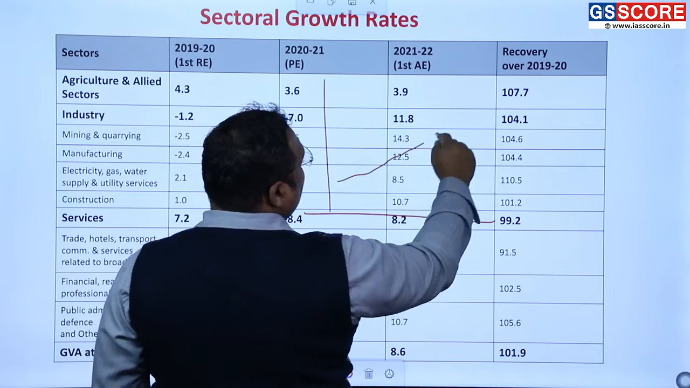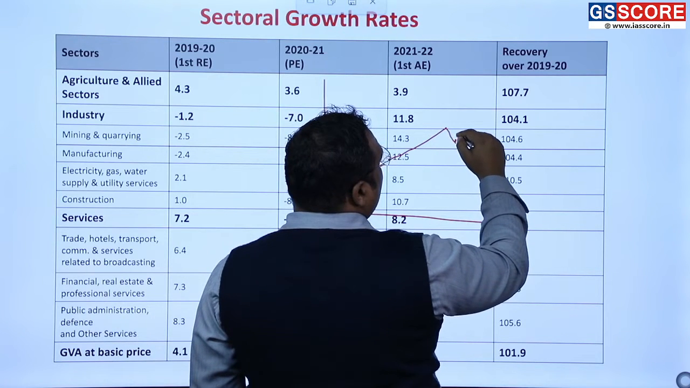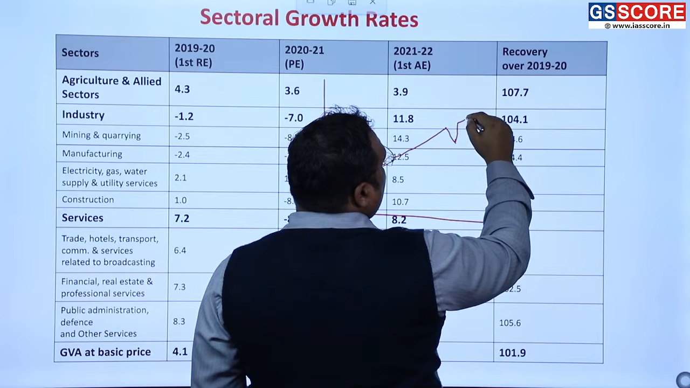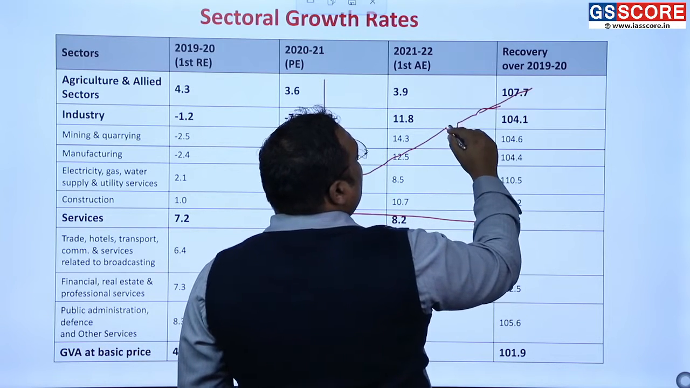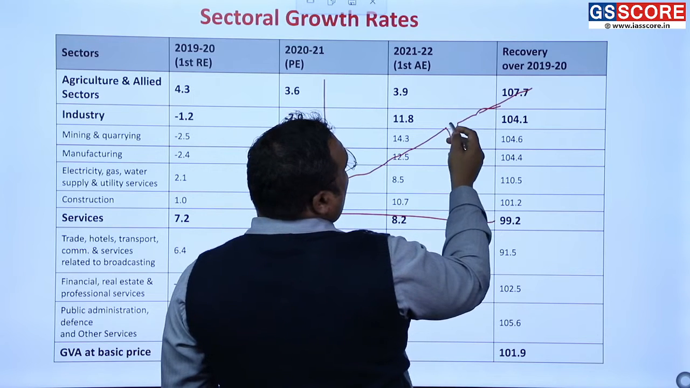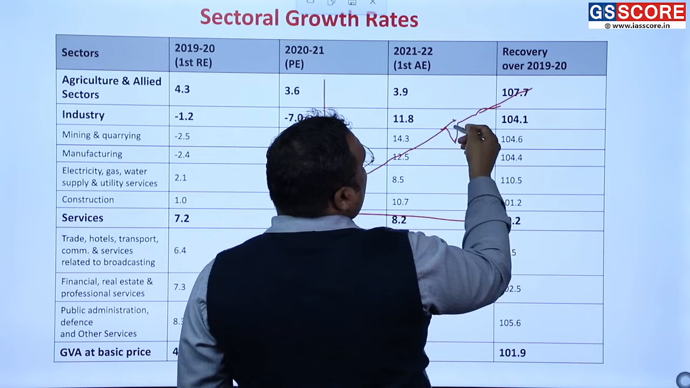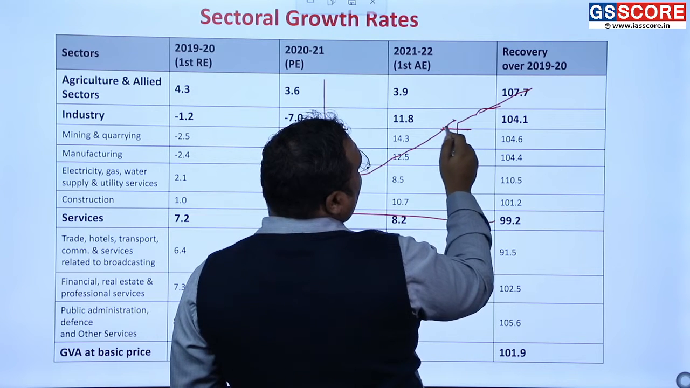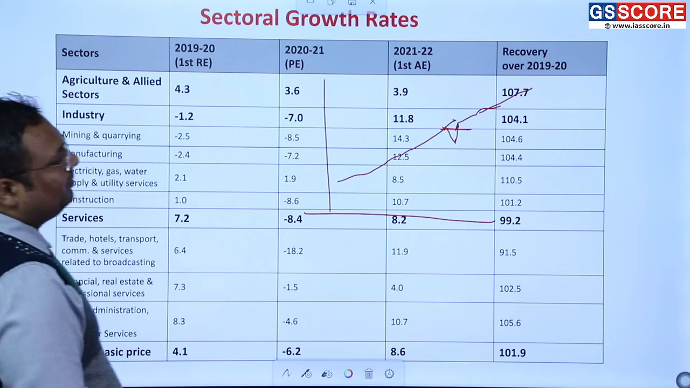Okay, so something like this. To be a more accurate portrayal, something like this. Perhaps if this crisis would not have happened, then we could have been here. But then at least we have recovered from this. From this number, we are already above. That is what we are doing.